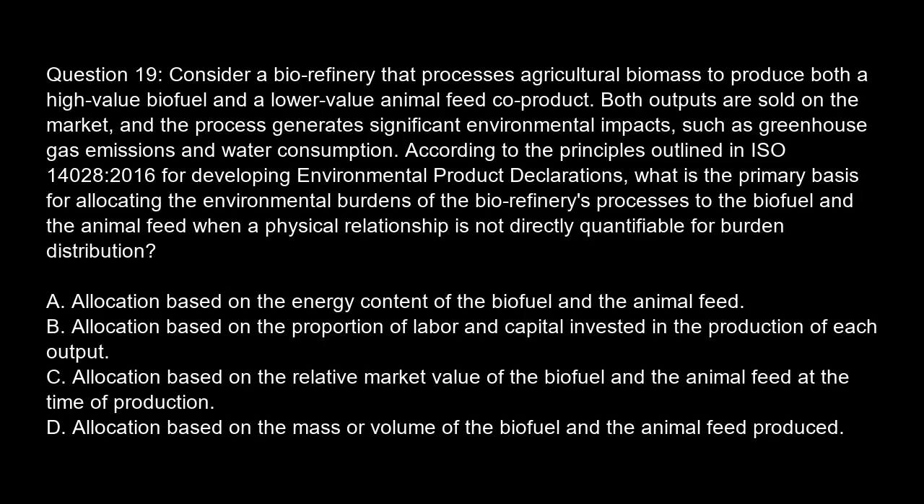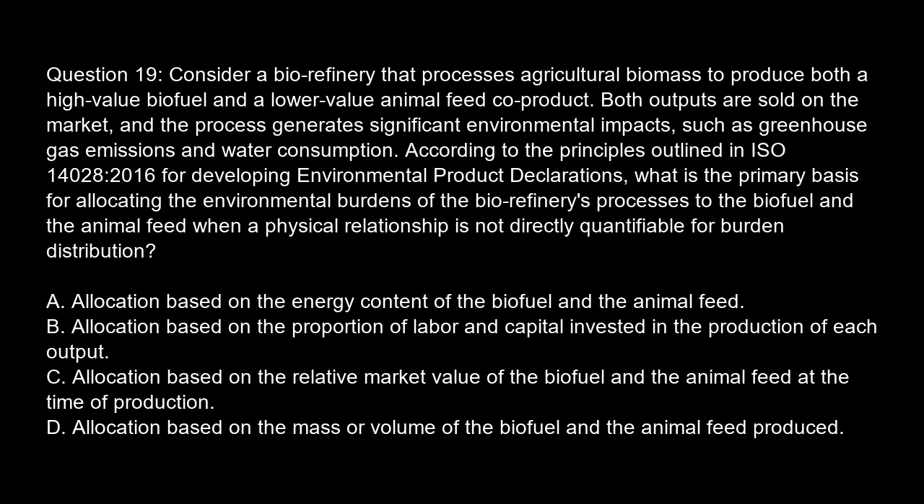Question 19. Consider a biorefinery that processes agricultural biomass to produce both a high-value biofuel and a lower-value animal feed coproduct. Both outputs are sold on the market, and the process generates significant environmental impacts, such as greenhouse gas emissions and water consumption. According to the principles outlined in ISO 14028-2016 for developing environmental product declarations, what is the primary basis for allocating the environmental burdens of the biorefinery's processes to the biofuel and the animal feed when a physical relationship is not directly quantifiable for burden distribution?